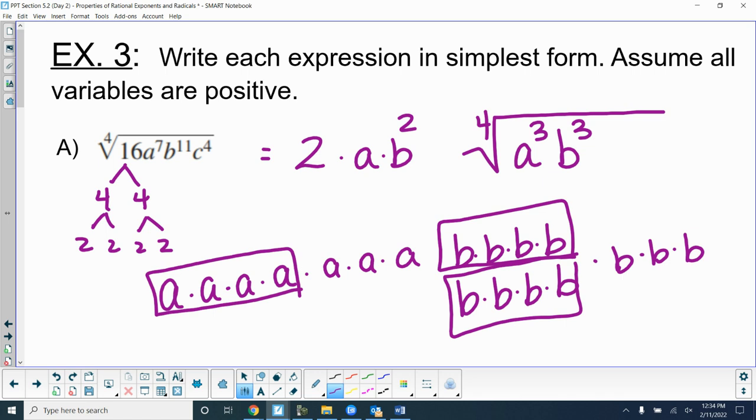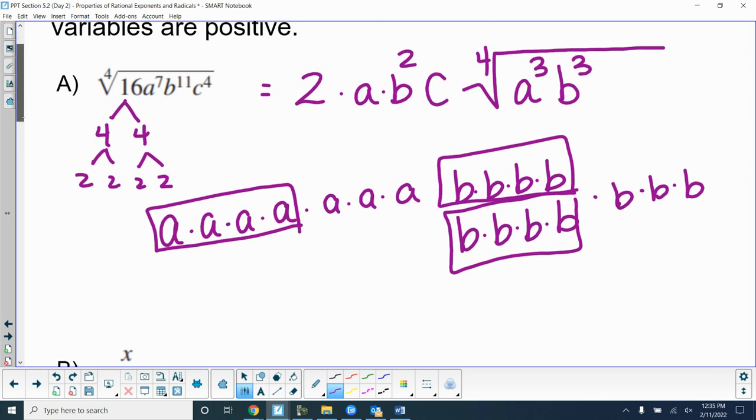There's 3 B's left over. This is 11 B's, if you count them all, right? 4, 8. Okay? What's 4 divided by 4? 1. So the C comes out there. Are there any C's left over? No. So that's our answer. You divide 4 by all those, and then whatever the remainder is stays inside. Is it clicking? A little bit. Any other questions on that one?